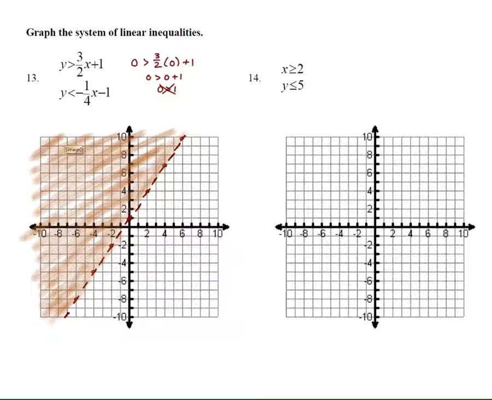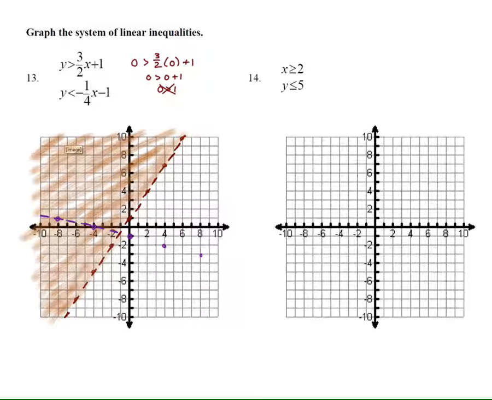And then I'm going to use different colors, but for you on a piece of paper, I would just shade that very, very lightly because the goal is to see where the two shaded regions overlap. And then I'm going to graph the second one. So I'm going to have an intercept of negative 1 and a slope of negative 1/4.